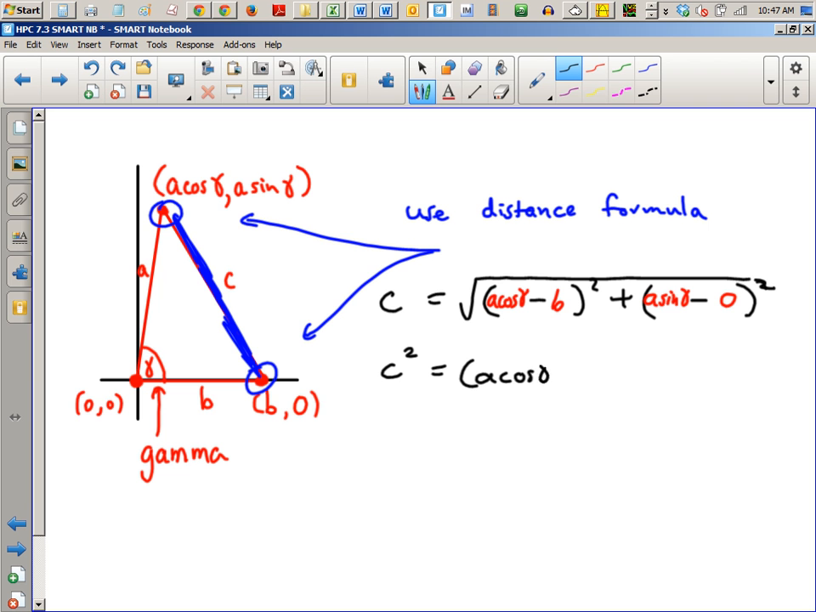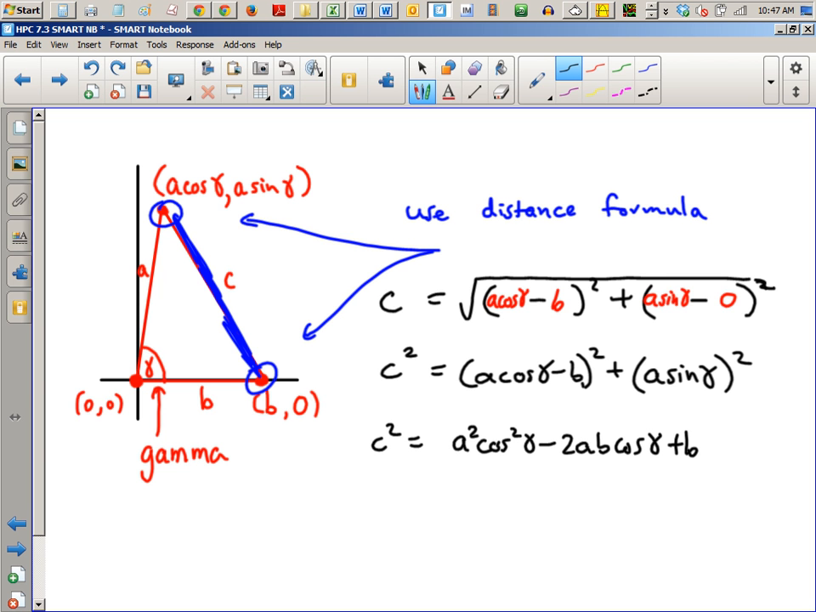A cos gamma minus B, squared, plus A sine gamma, squared. I'm not going to write minus 0. That's silly. This is the law of cosines. We can clean it up a little bit. Okay? C squared equals A squared cos squared gamma minus 2AB cos gamma plus B squared, I FOILed, plus A squared sine squared gamma.